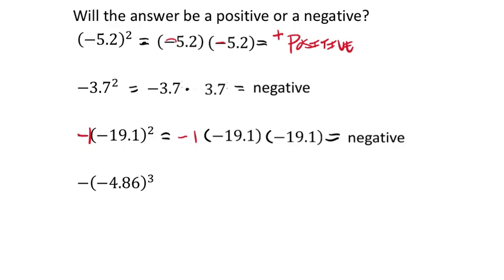So this next one, of course, the trick here is partially noticing that it is negative 1 there in the front, which again I'm going to write out. Okay, so this one, 1, 2, 3, 4 negatives. 4 is even, so this answer will be a positive.